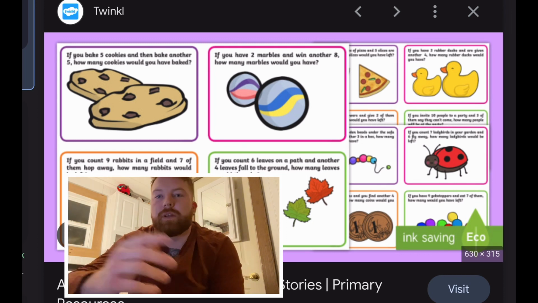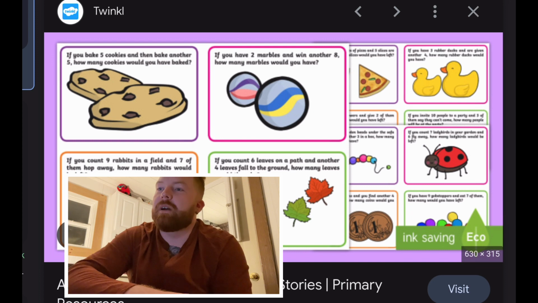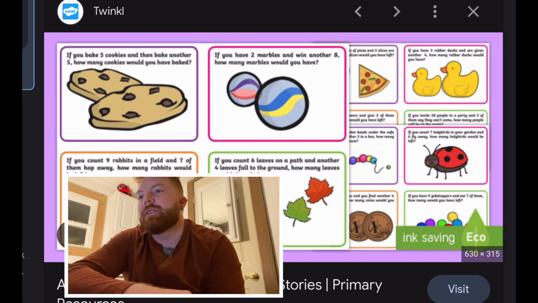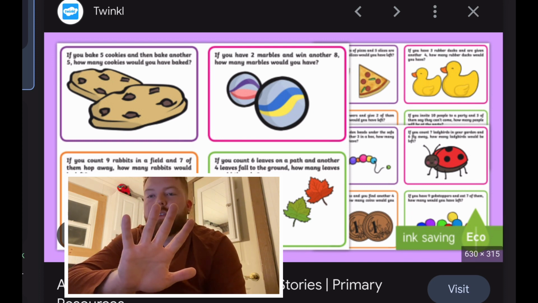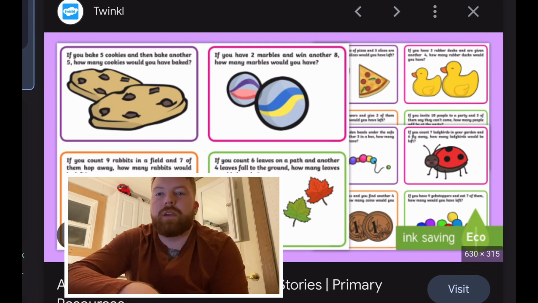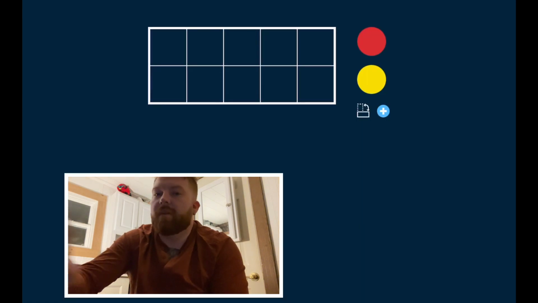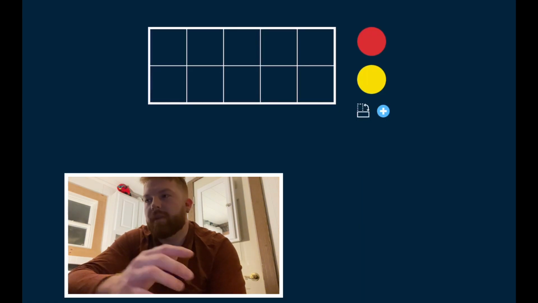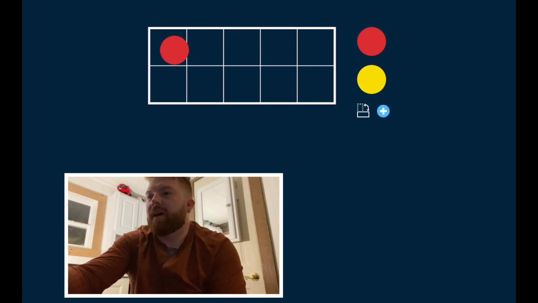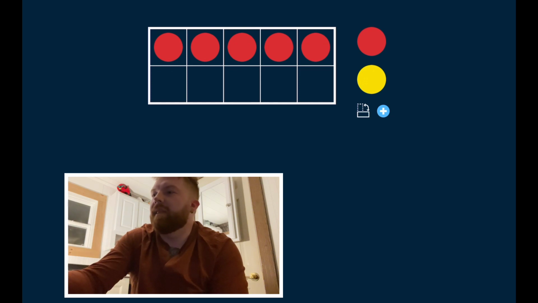I want to show and demonstrate a couple word problems here. The first one, if you look up at the picture of the cookies, says if you bake 5 cookies and then bake another 5, how many cookies have you baked? So then if we go to our tens frames, we can use the tens frame and say we baked 5 cookies, which is 1, 2, 3, 4, 5. Those are the first 5 cookies we baked, and then we baked 5 more.